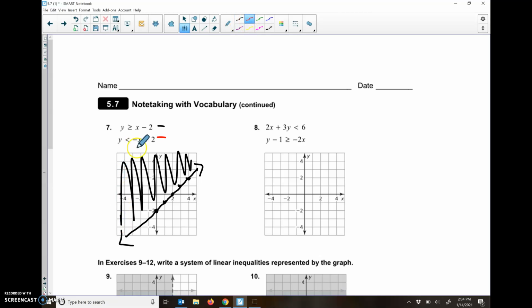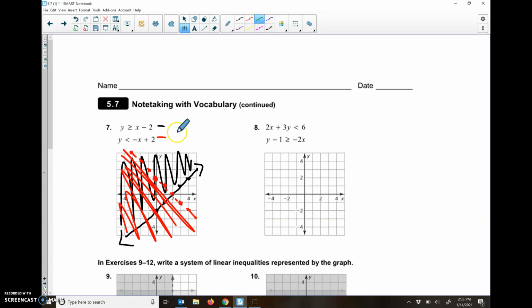And then we'll do this one in red. So y is less than negative x plus 2. So again, starting at my y-intercept of positive 2. And now my slope is negative 1. So down 1, right 1, down 1, right 1, down 1, right 1. And now since it's just a less than sign, it's going to be dashed, not solid. And again, everything less than that. So let me do some shading there.